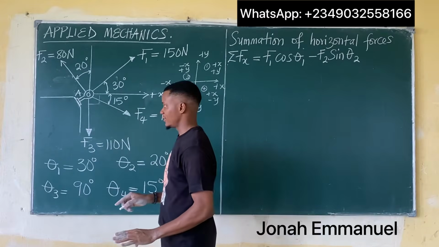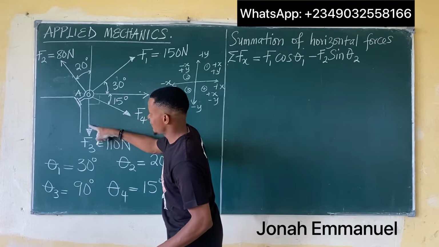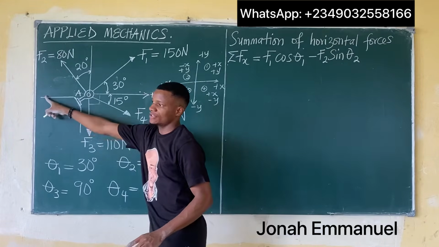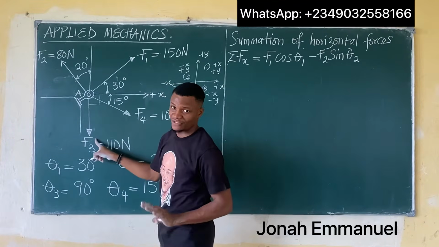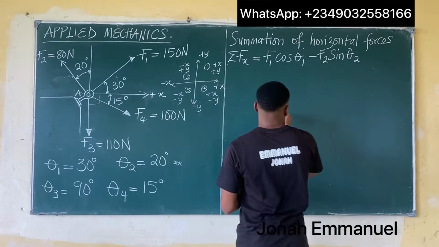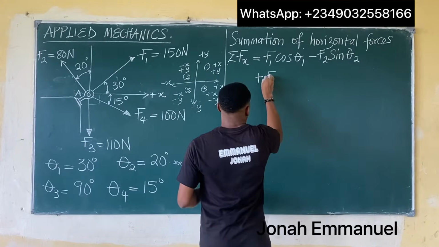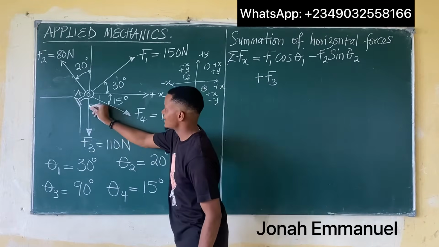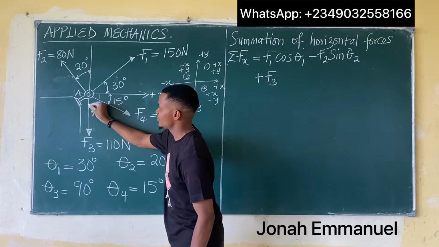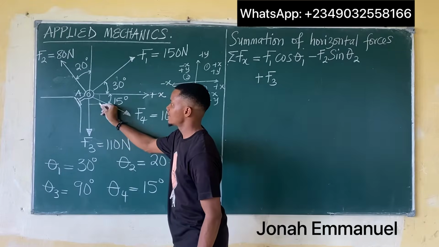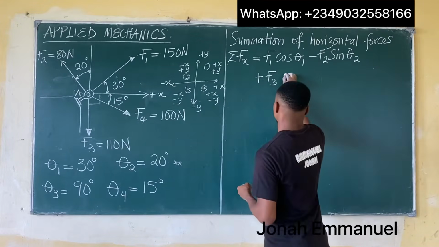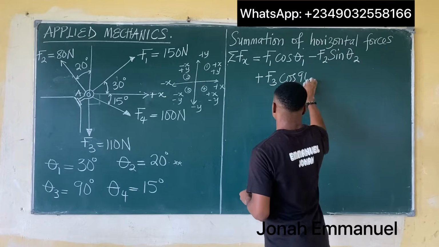Positive, please, not negative. This one here is at the very center of positive of x and negative of x. Please, we use it as positive, not negative. So it becomes plus F3. It is inclined at 90 degrees to the horizontal. Please observe, between this and the horizontal is 90 degrees. So it becomes cos, so I'm having cos 90.